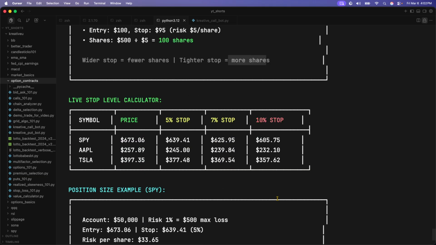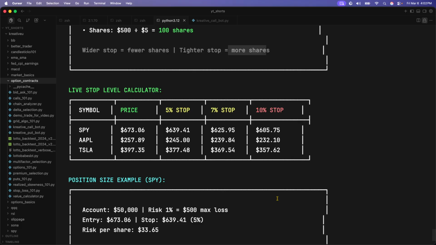So, a live look at being able to set your stop loss levels. At a 5% level for SPY, it's at 638.41 if the current price is at 673. But if you're using a 10% stop loss, you're saying, all right, I'll let you go all the way down to 605.75. And then just jump into Apple. The current price is $253.89. If you use a 5% stop loss, you're looking at $245. Or if you use a 7% stop loss, you're looking at $239.84. Or just in case the market loses 10% while you're in the position, you're going to say, hey, get me out if it gets to $232.10.